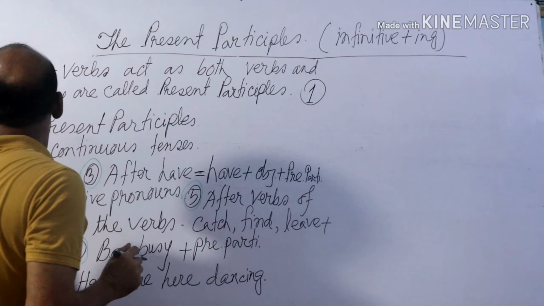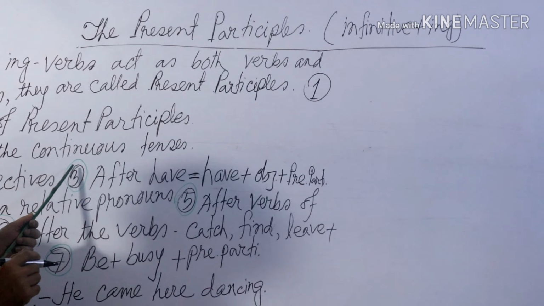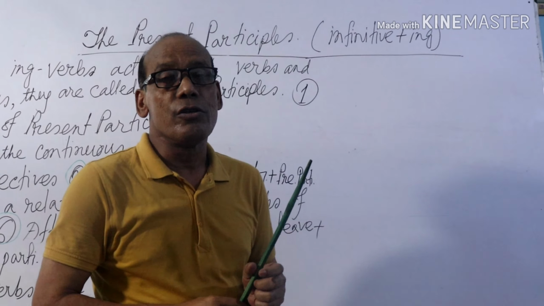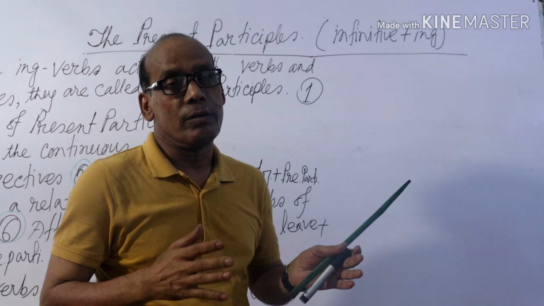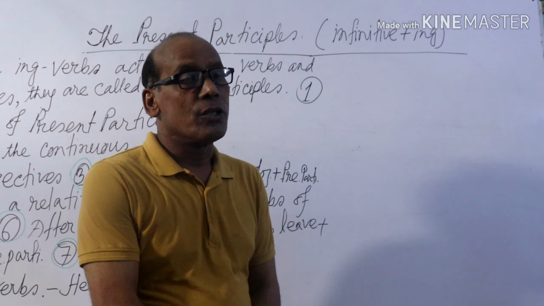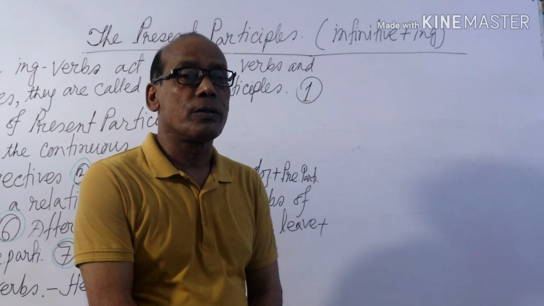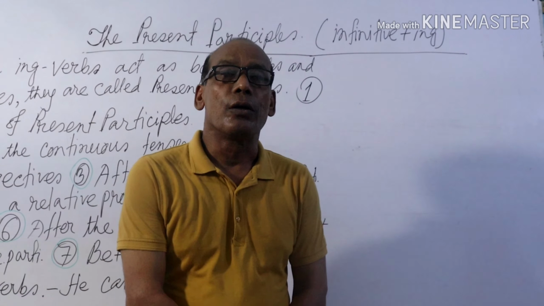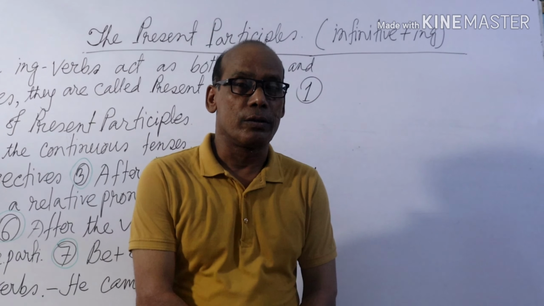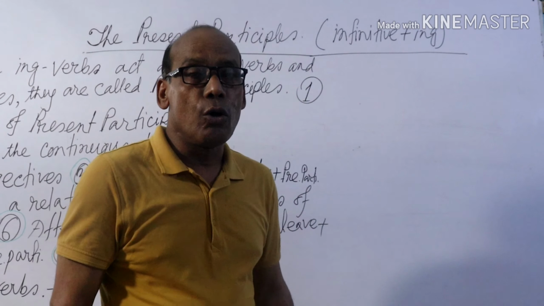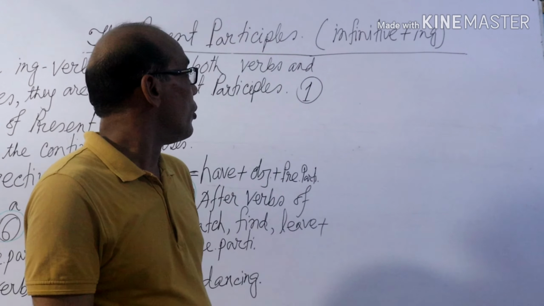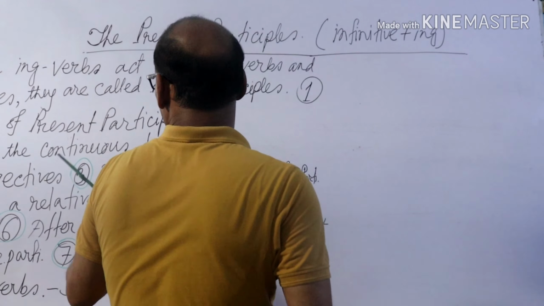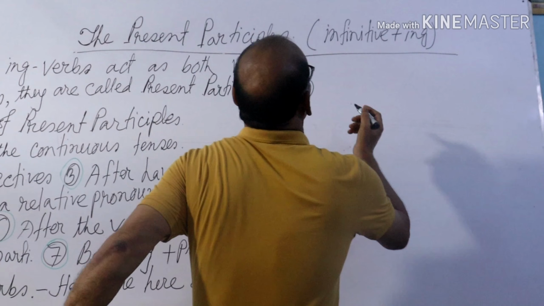Here you see, learners, to form the continuous tenses. And we know there are 6 continuous tenses: present continuous, present perfect continuous, past continuous, past perfect continuous, future continuous, and future perfect continuous tenses. So I will not show all the continuous tenses. I will show you only one or two examples of continuous tenses.